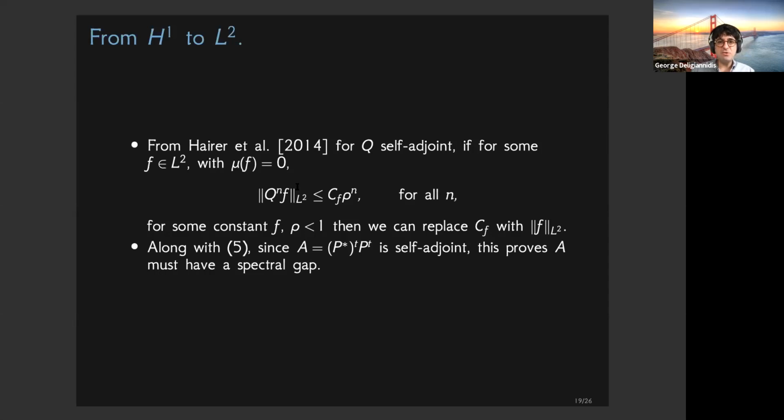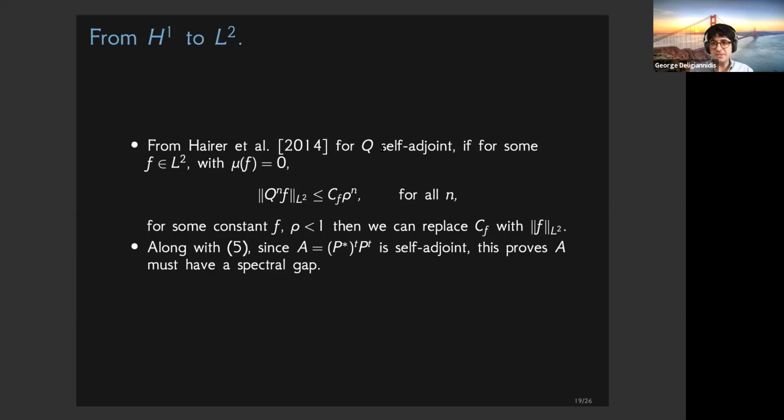Anyway, the idea is that if you have such an inequality with some constant for a specific function f, then you can remove the constant and replace it by the variance for the specific function f. And since we've got this inequality on a dense subspace of L2, then we can actually extend it to the whole of L2 and get a spectral gap. I should have explained this in much more detail because the last time I gave this talk in January, this is the part that I got the most questions about.